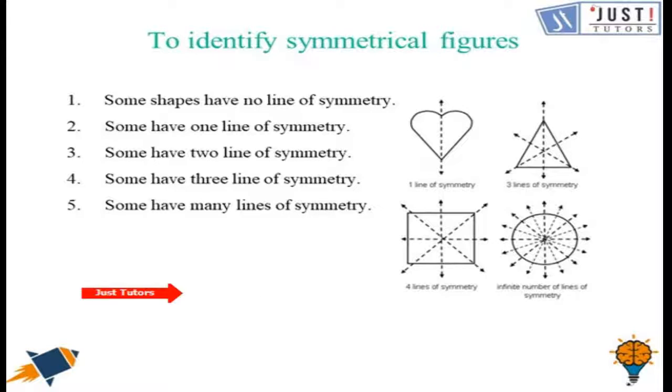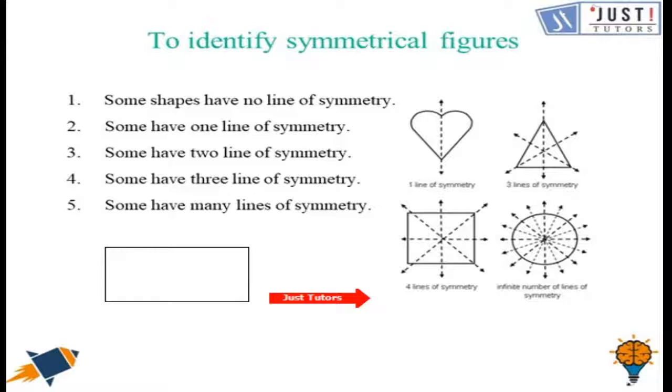Now let's talk about different numbers of lines in different shapes. Some shapes will have no line of symmetry, and some shapes will have one line of symmetry. For example, you can have a look at the given shape. Some shapes will have two lines of symmetry. You can think of a rectangle in that case. I'll just draw one for you. So that is the one line of symmetry in a rectangle, and that's the second line.